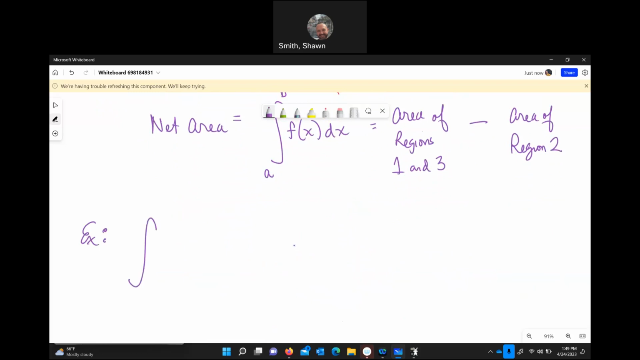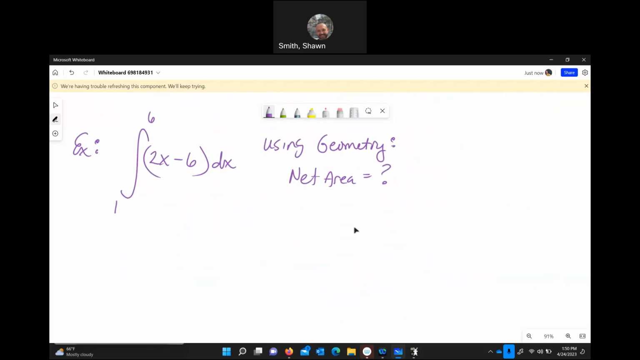If I have an integral from 1 to 6 of 2x minus 6 dx. Now, if you've taken calculus, you know what the answer is quickly, probably. Same way we just did the indefinite integrals, took the antiderivative, and so on. But using geometry, the net area is equal to what? Well, 2x minus 6. That's just a nice function, linear function, very simple. We can draw that.